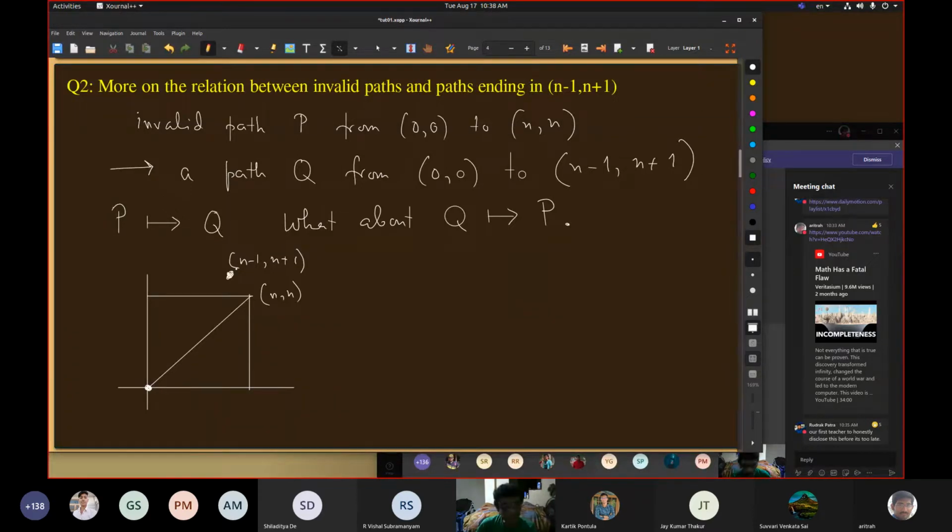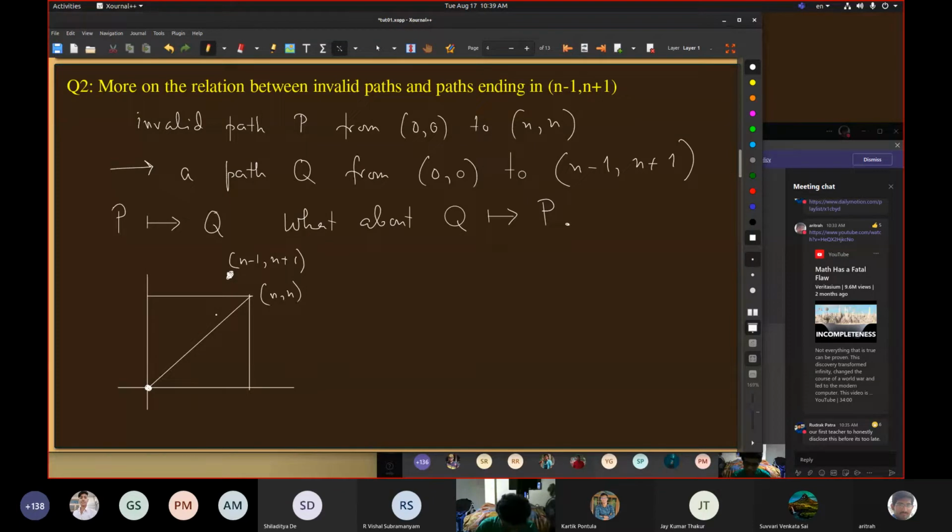The argument goes like this. I start from this point and I will end up at this point, which is above the main diagonal, y equal to x. So at least once, that path Q will have to go above the diagonal, because it will end up at a position on the top of the main diagonal. Somewhere it will have to go on the top. This logic is fine, right?